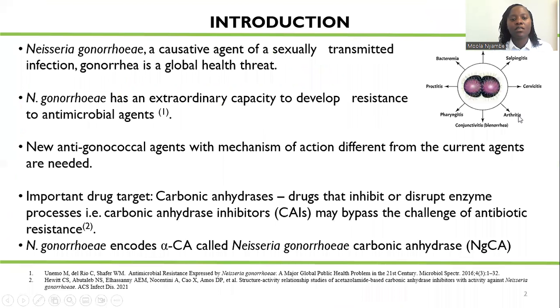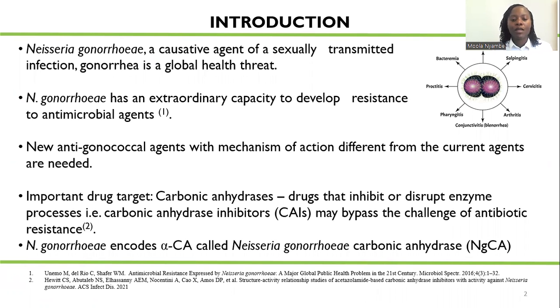Neisseria gonorrhea is a bacteria that causes a sexually transmitted infection, gonorrhea, and it's proving to be a global health threat because of its extraordinary capacity to develop resistance to antibiotics. Therefore, a new drug that has a mechanism of action different from the currently used drugs is needed.